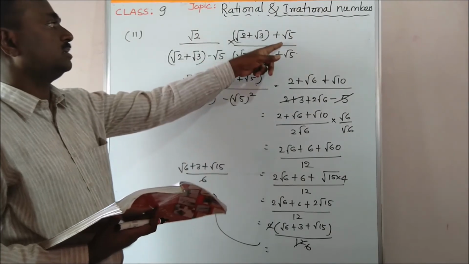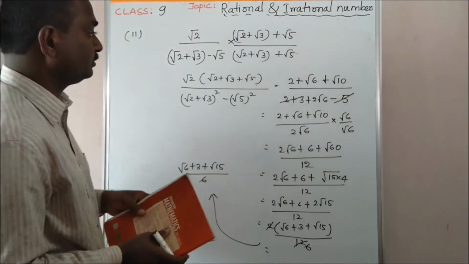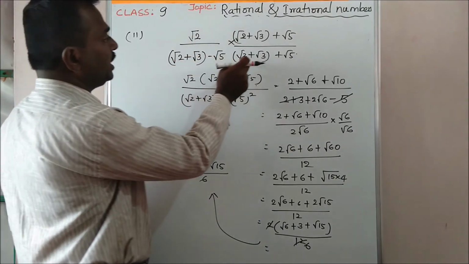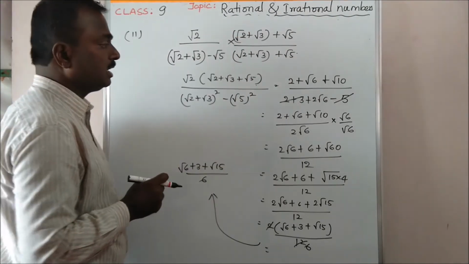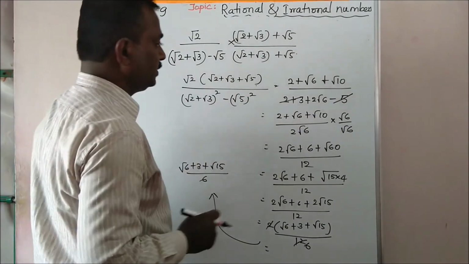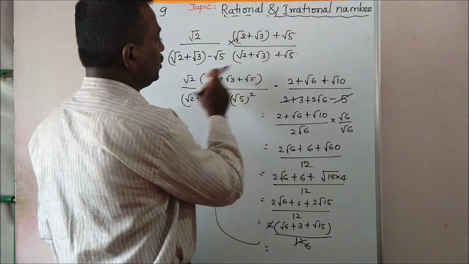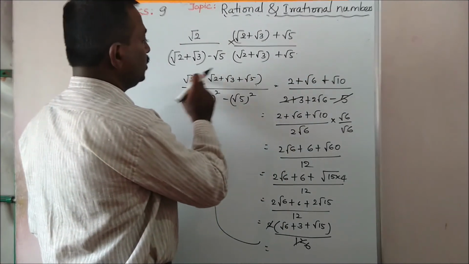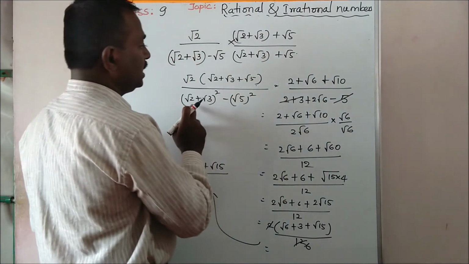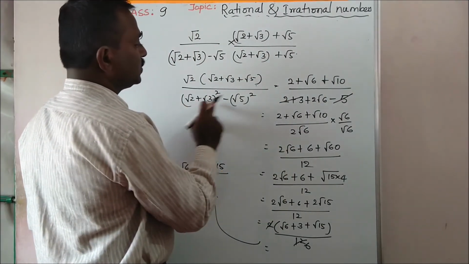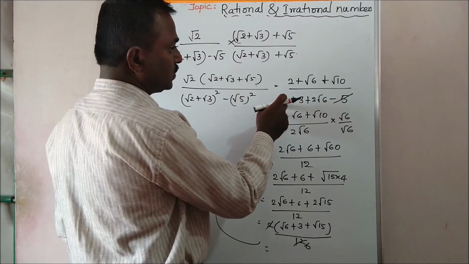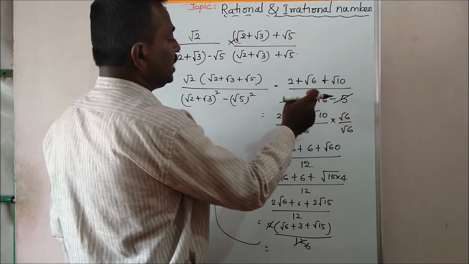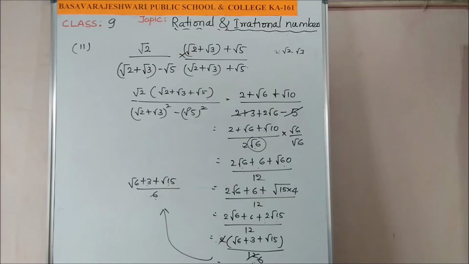I multiplied these 3 terms with root 2. By this, it is (a minus b) into (a plus b), that is a square minus b square. Now I multiply root 2 into root 2, 2. Root 2 into root 3, root 6. Root 2 into root 5, root 10. Here (a plus b) whole square. A square means root 2 whole square, 2. B square means root 3 whole square, 3.